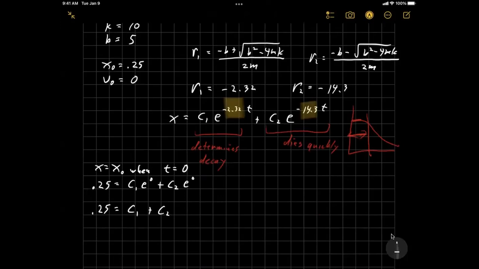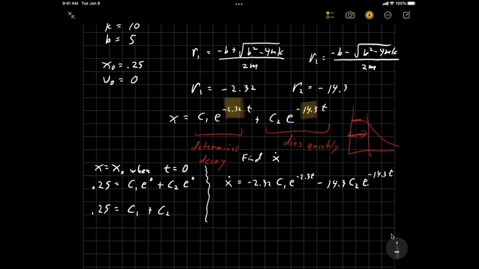Now, obviously, that doesn't give me the coefficients, just an equation that has 2 unknowns. To get a second equation, I actually need to take the derivative of x. So let me do that here. We need to find x prime, or x dot in the case of physics here. So what will x dot be? Using the chain rule, x dot will be negative 2.32 C1 e to the negative 2.32t minus 14.3 C2 e to the negative 14.3t.